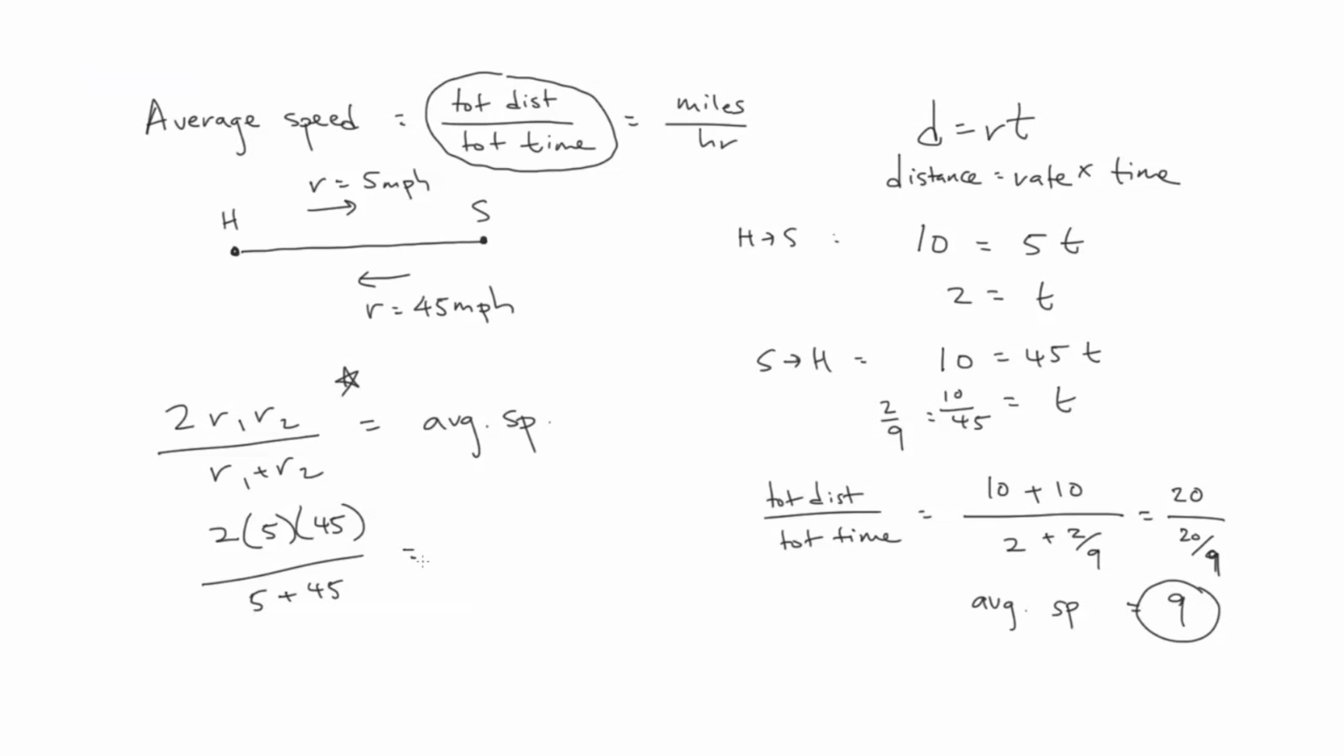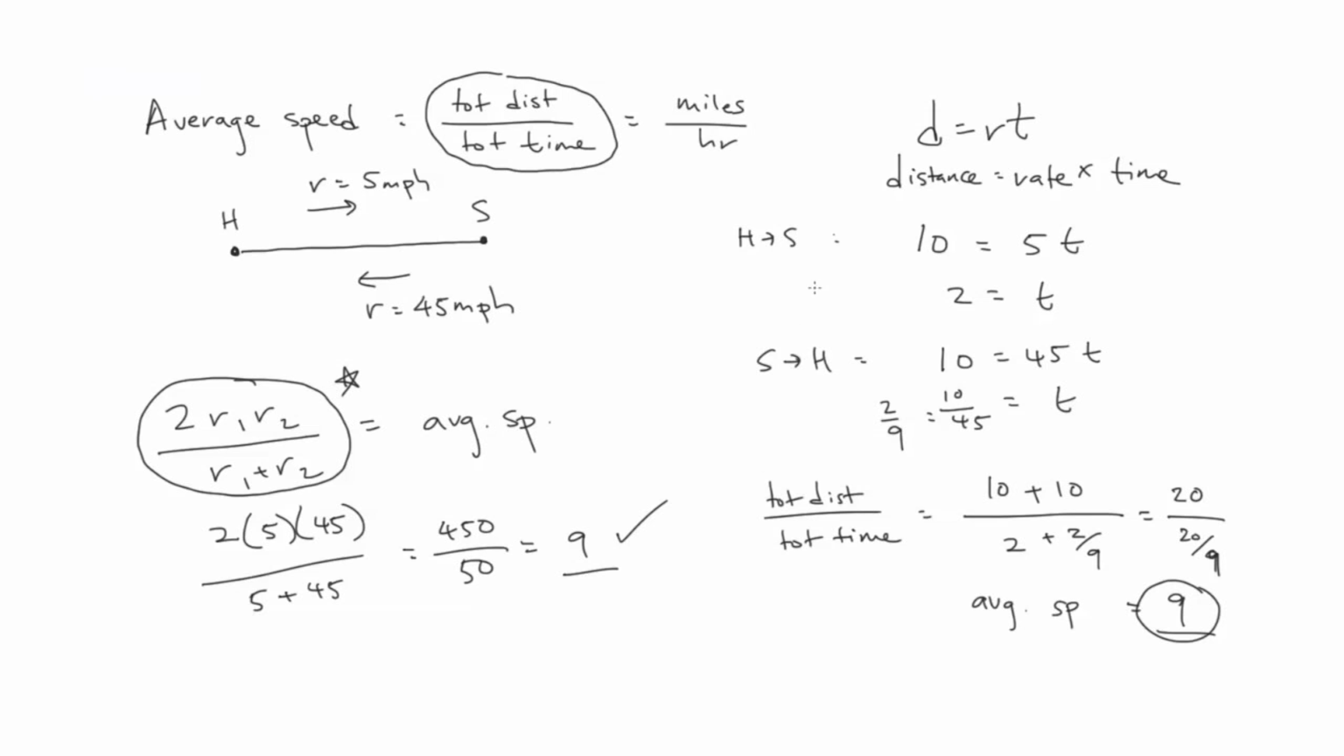Here we get 2 times 5 times 45, which would give us 10 times 45, 450, divided by the denominator, which would be 50. And again, we get 9, which matches our answer. So again, this is a really useful equation to know. But again, remember the asterisk, you can only apply this average speed equation when the two distances, to and back, are exactly the same. So again, from home to school, from school to home.